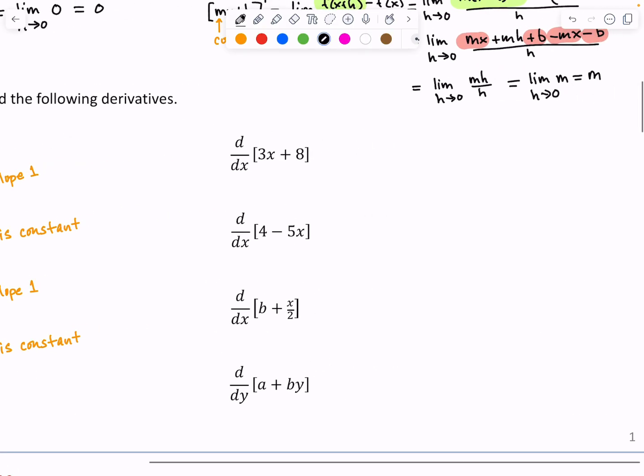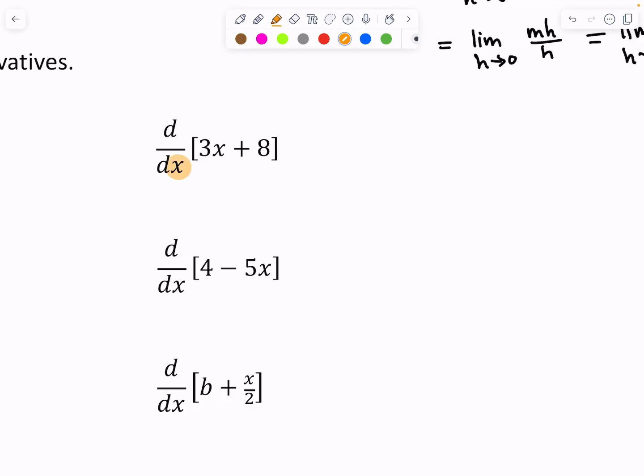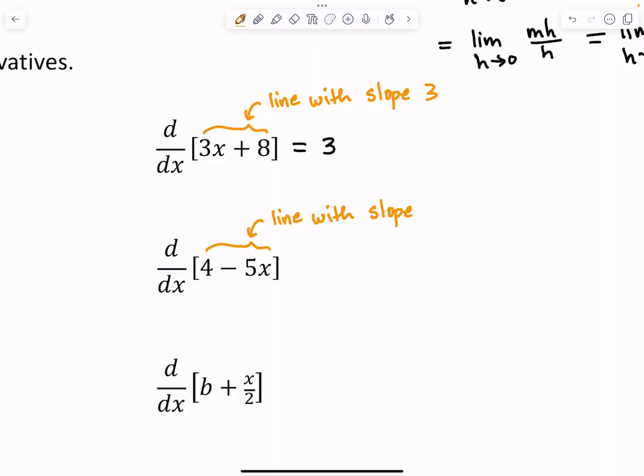Okay, let's look at these examples. Differentiating with respect to x, here's our x. This function is the equation of a line with slope 3, because it has our structure mx plus b, where m is 3, doesn't matter what the b is, and the derivative of any line is going to be the slope of that line, so we'll just get 3. This next function is a line with slope -5, differentiating with respect to x.